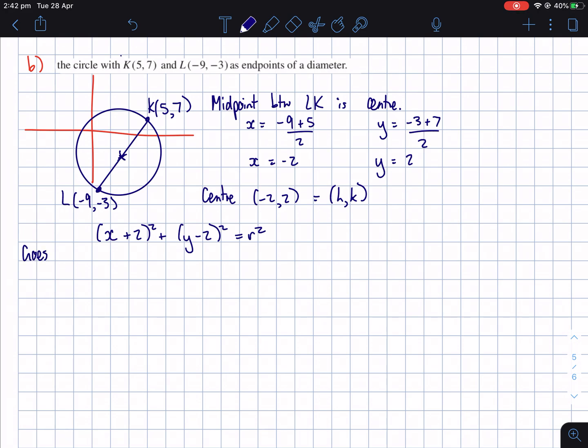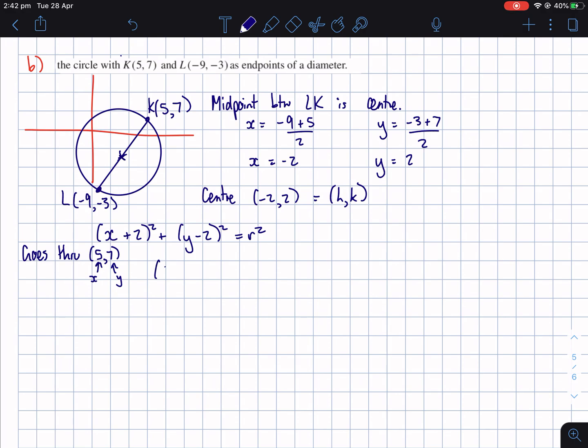It goes through 5, 7. So this would be X, this would be Y. I could have substituted in the point L, so negative 9, negative 3. I just prefer to substitute positive numbers.